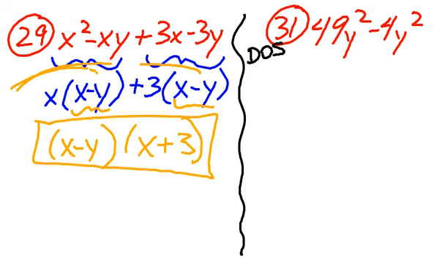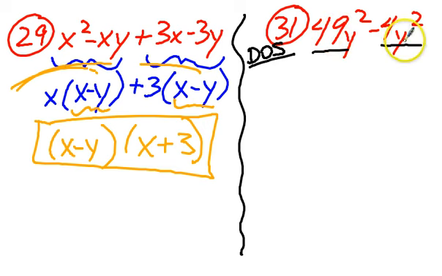Okay, on 31, I want you to label this a DOS. DOS stands for difference of squares. Difference meaning that there's subtraction, and squares means that these are perfect squares. If you have a quadratic, and these are quadratics because they've got the highest degrees of 2, and it's a binomial, you need to stop and look at each term and see if they're perfect squares. Well, they both are. 49, the square root of 49 is 7, and the square root of y squared is y. So this one is a perfect square.